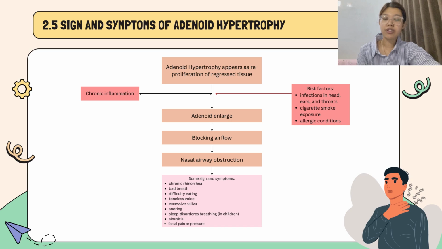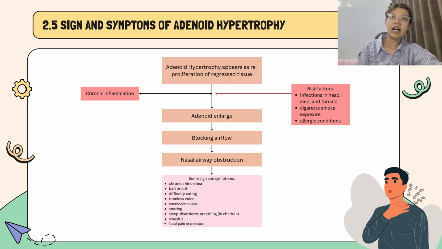Some risk factors known for symptomatic adenoid hypertrophy are infections in the head, ears, and throat, including cigarette smoke exposure, chronic sinusitis and tonsillitis, and allergic conditions. Patients with adenoid hypertrophy often have a variety of complaints and symptoms, but the most common symptom is nasal airway obstruction. It happens because in adenoid hypertrophy cases, the adenoid may enlarge, sufficiently blocking the airflow through the nasal passages, and induce primarily mouth breathing, also affecting vocal pitch and tones.